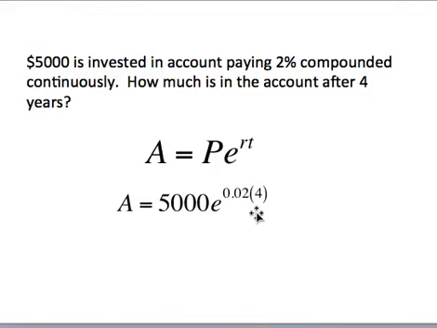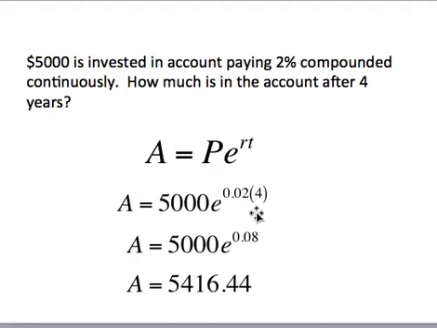So 5,000 e to the 0.02 times 4. Now, you certainly cannot do this without a calculator, so that'd be the best you could do. With a calculator, you're going to get 5,000 times e to the 0.08, or about 5,416.44.